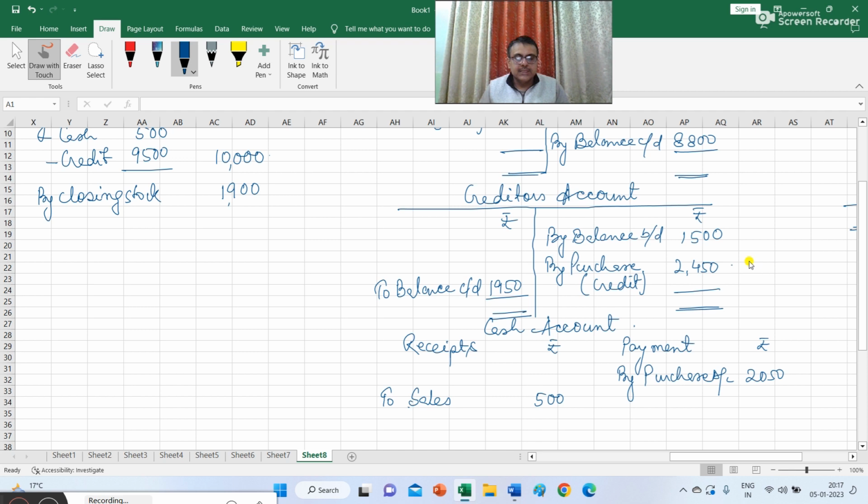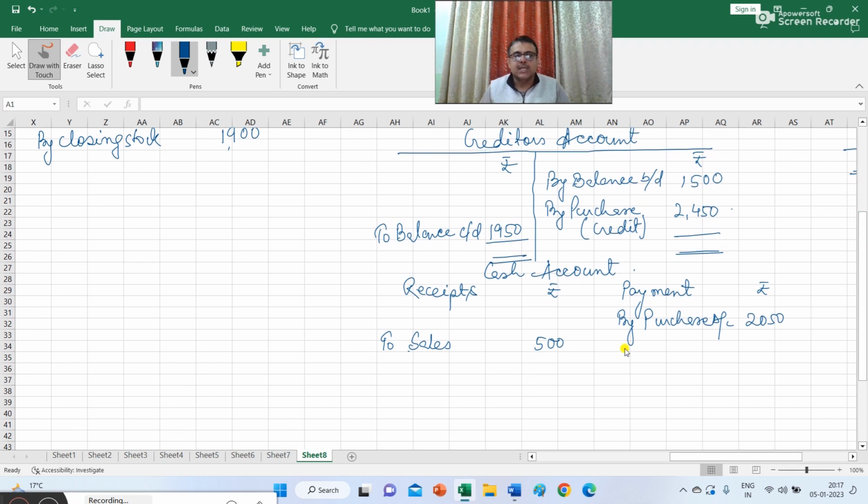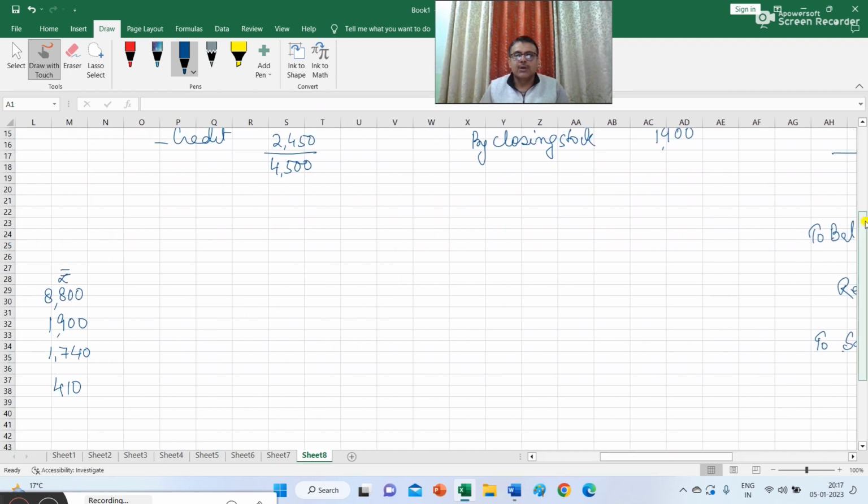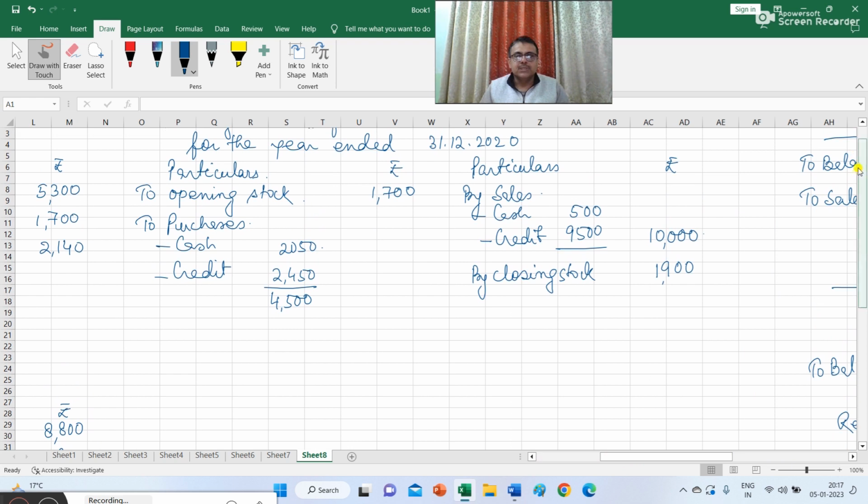The next transaction given is general expense of business. So your journal entry is general expense account debit to cash. So in the cash book I have to record by general expense account 1,000, and in the profit and loss account you have to record the general expense.